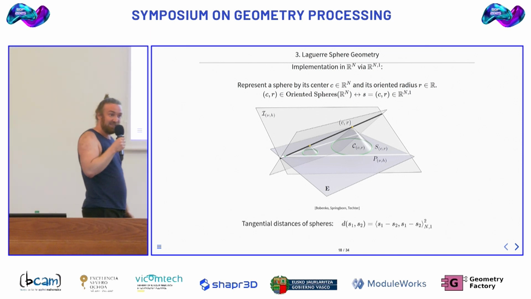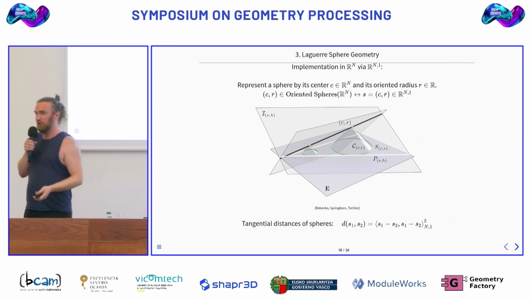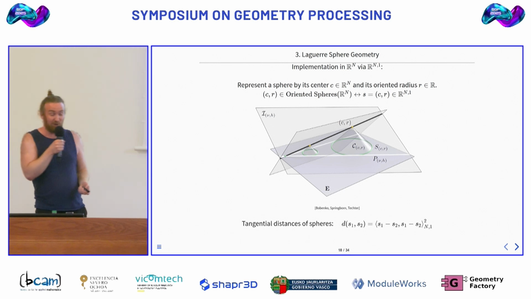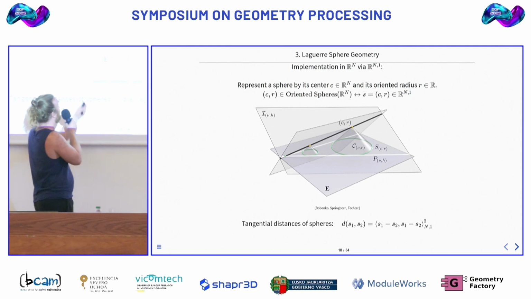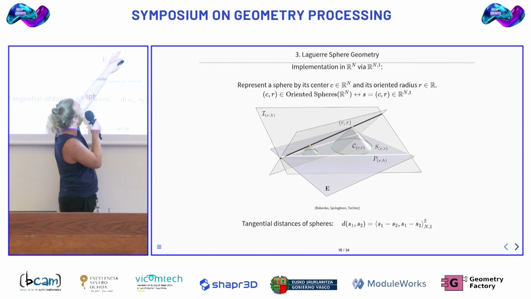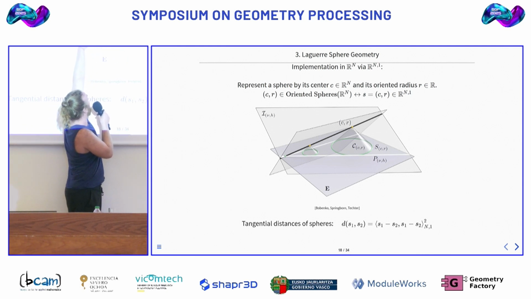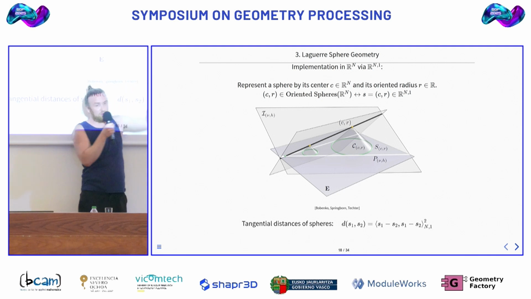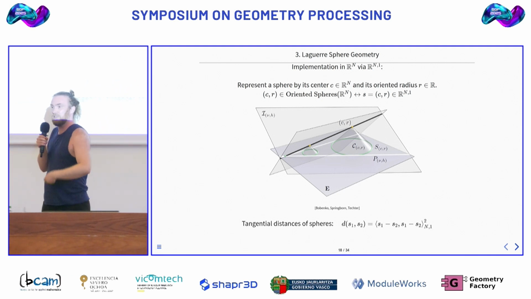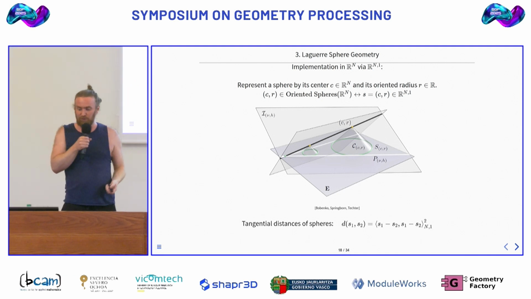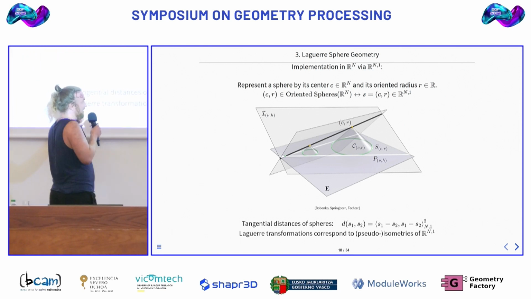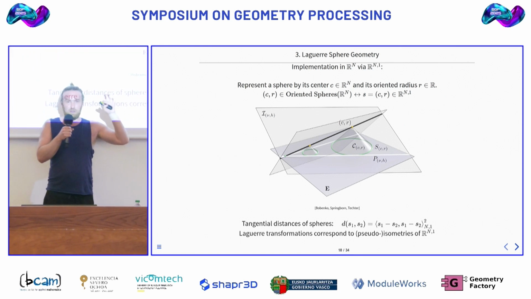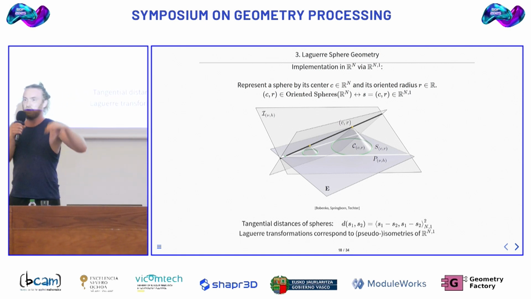One can do a few things with this. Distances, again, will not be preserved. This time angles will also not be preserved, but one can calculate tangential distances. The distance from green circle 1 to green circle 2 is just the distance from this point of contact to this point of contact. That's the tangential distance. And that is preserved under what we can model as Laguerre transformations, just the pseudo-isometries of R^{2,1}.